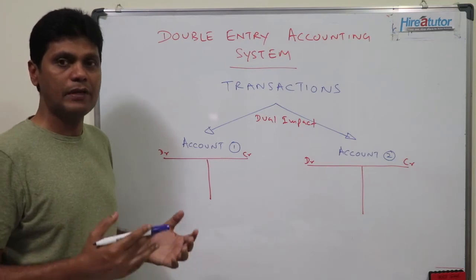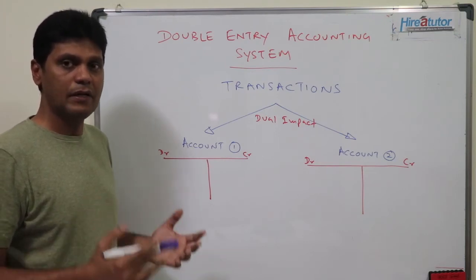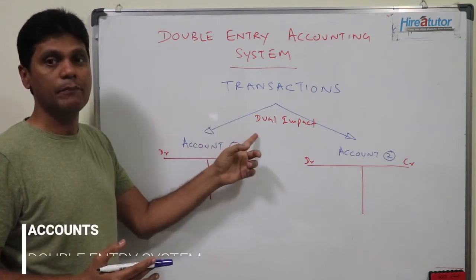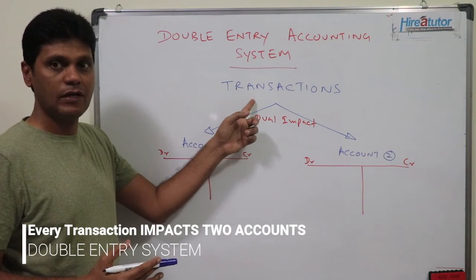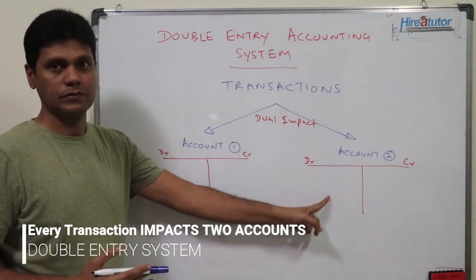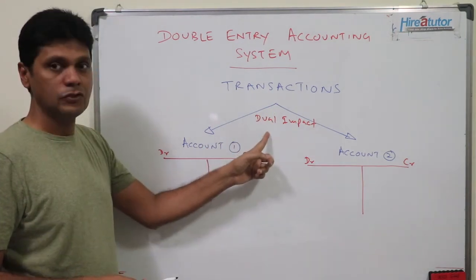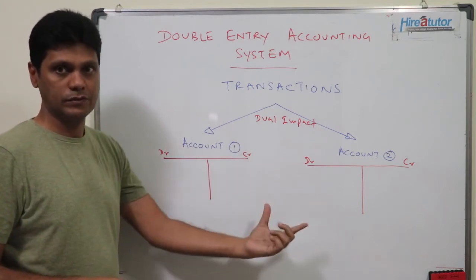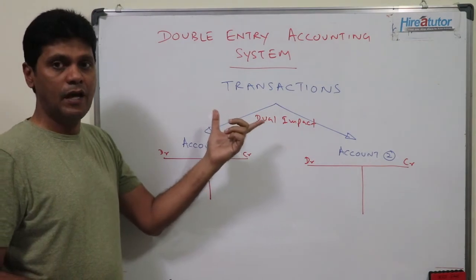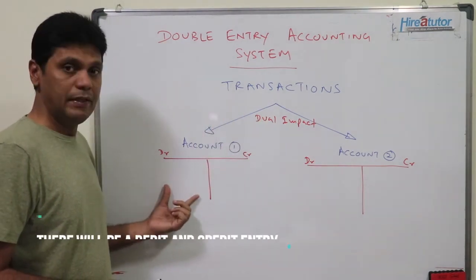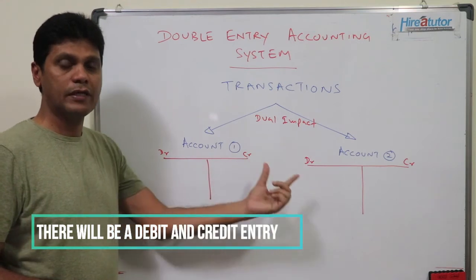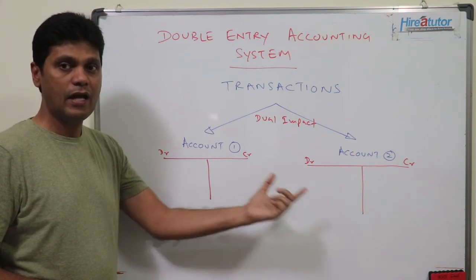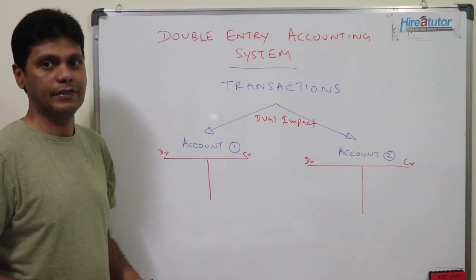Now let's move on to the double entry accounting system. Under the double entry accounting system, each transaction will have a dual impact. Each transaction will impact two accounts, so every transaction should be recorded in two places, in two accounts. In the double entry system, every debit entry will have a corresponding credit entry, and also every credit entry will have a corresponding debit entry.